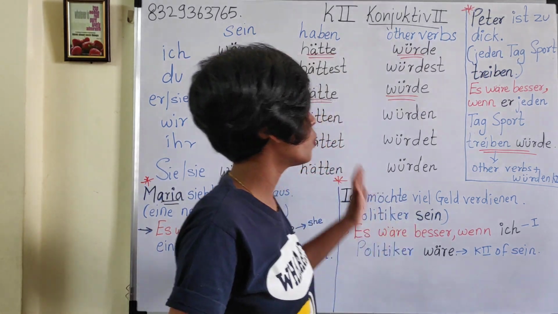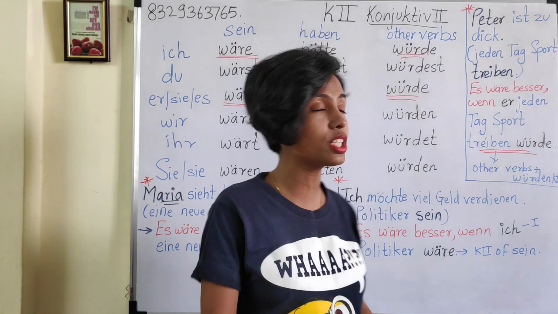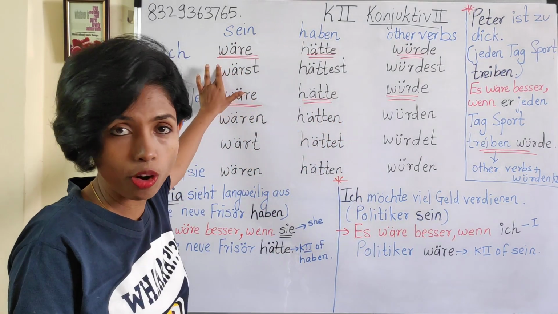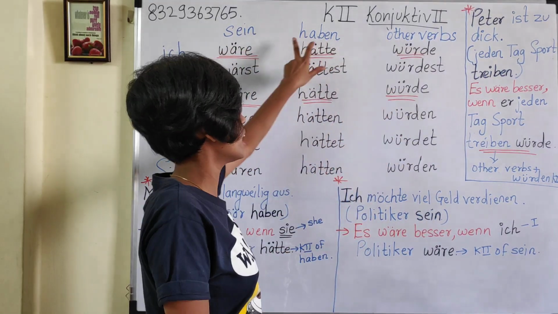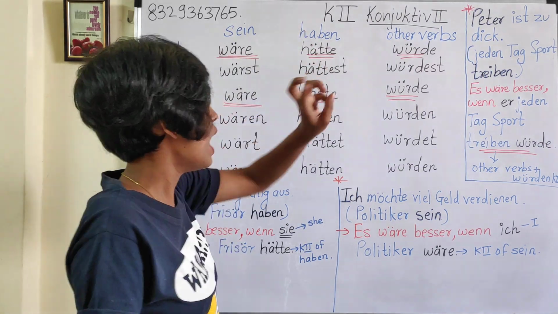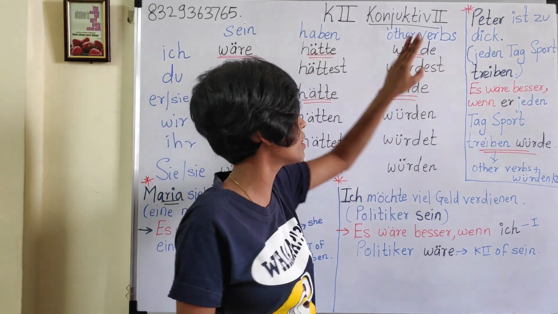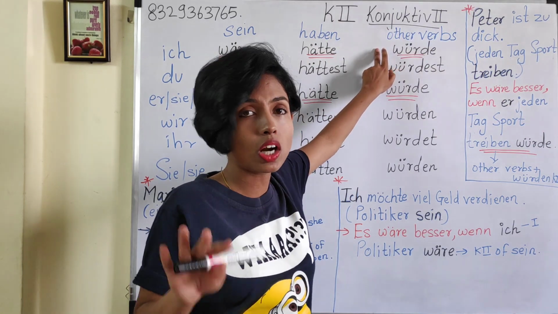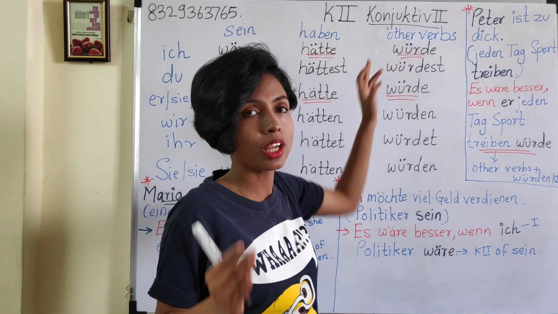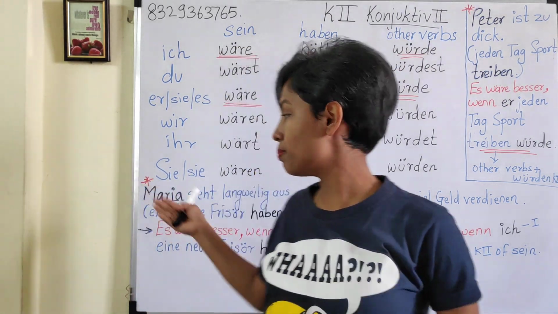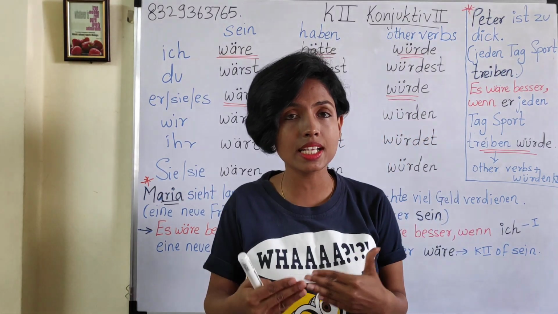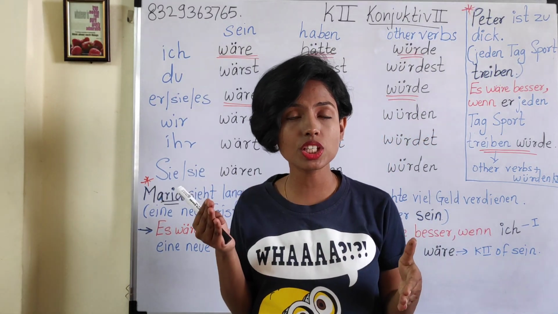One question will be related to the sein form. The second question will be related to your haben form. And the third type of question will be related to some other verbs, not the helping verbs, but any other verb. After knowing the questions below, you will have a much better idea, so keep on watching the video.